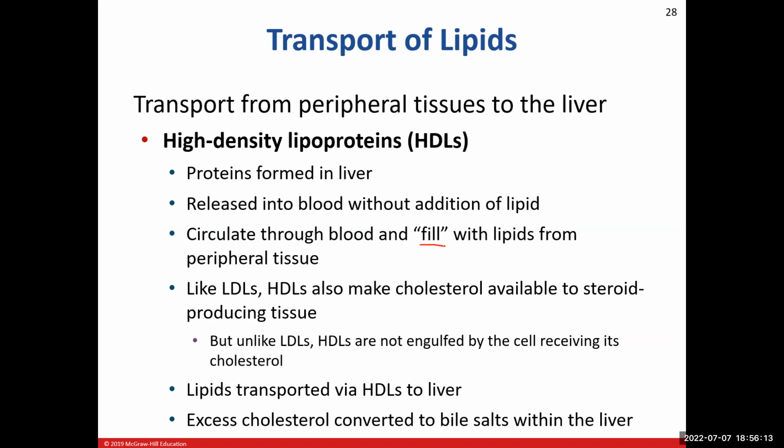They're similar to the LDLs because they can also provide cholesterol to the cells that will make steroids. But here's the thing. The difference is HDLs are not going to undergo endocytosis. HDLs do not have to do that. So eventually they drop off their stuff, or not drop it all off, excuse me. They pick up all the lipids. So where do they go? They go back to the liver.